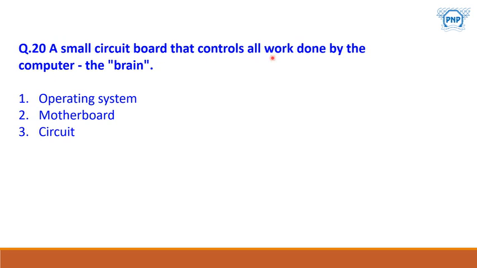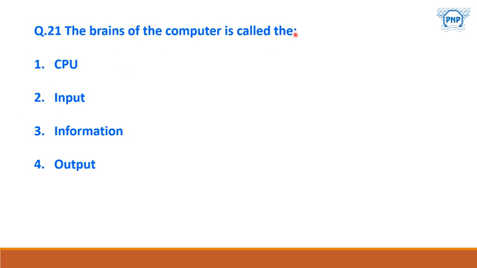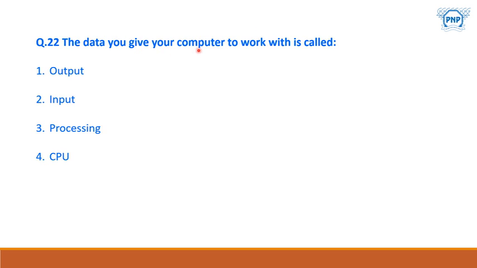A small circuit board that controls all work done by the computer, the brain. Operating system, motherboard, circuit. It is a motherboard. The brains of the computer is called the CPU, input, information, output. It is CPU. The data you give your computer to work with is called output, input, processing, CPU. It is input.